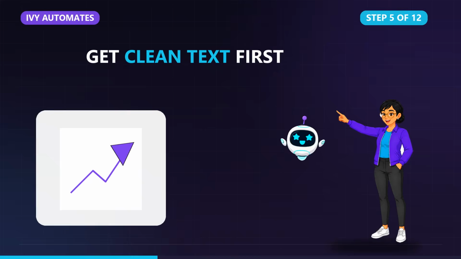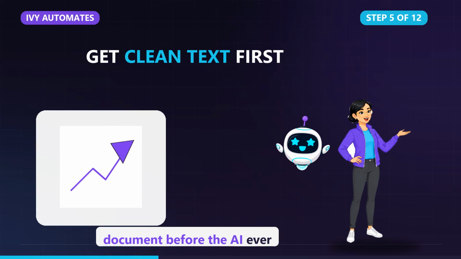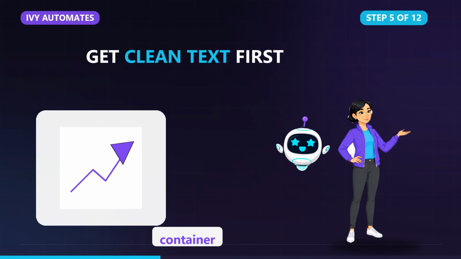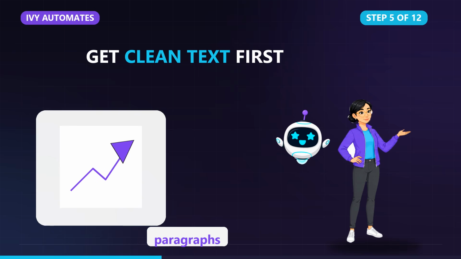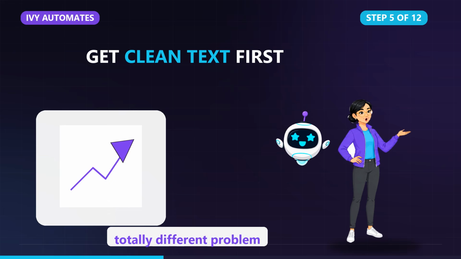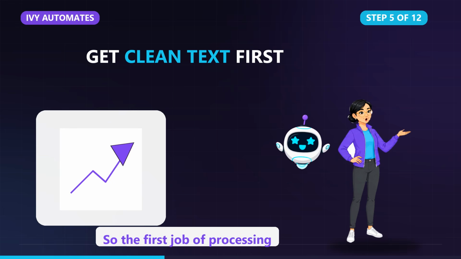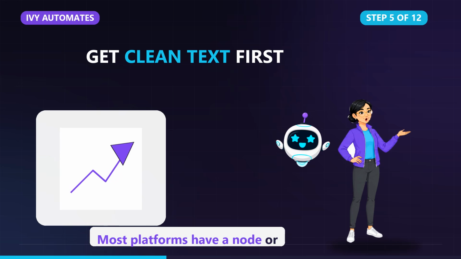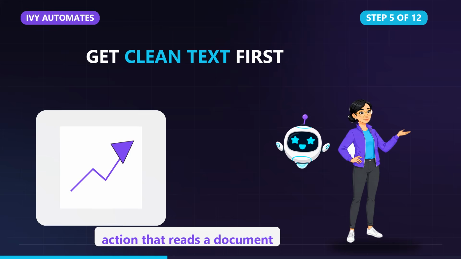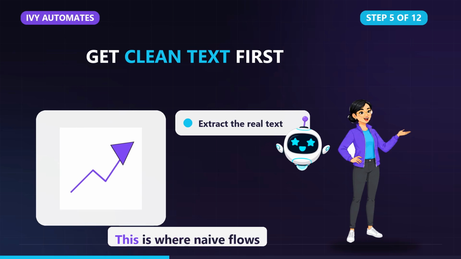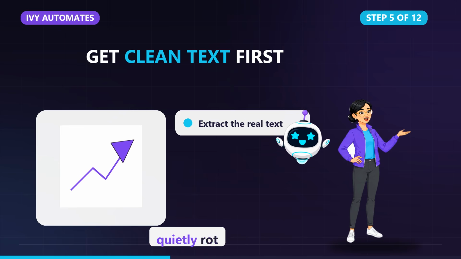Step 5. Get clean text out of the document before the AI ever sees it. A PDF isn't text, it's a container. Inside might be neat paragraphs, or it might be scanned images of paragraphs, which is a totally different problem. So the first job of processing is extraction. Pull the actual words out. Most platforms have a node or action that reads a document and hands you plain text. Run it, then look at what comes out. This is where naive flows quietly rot.